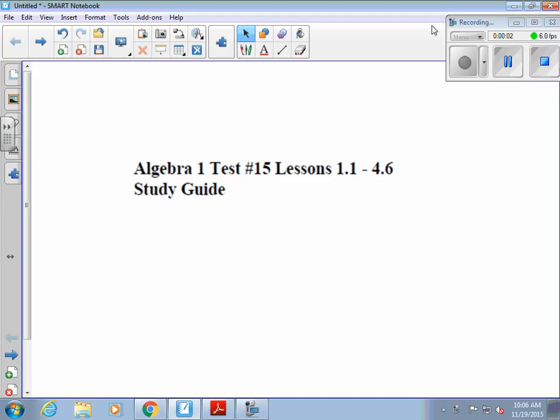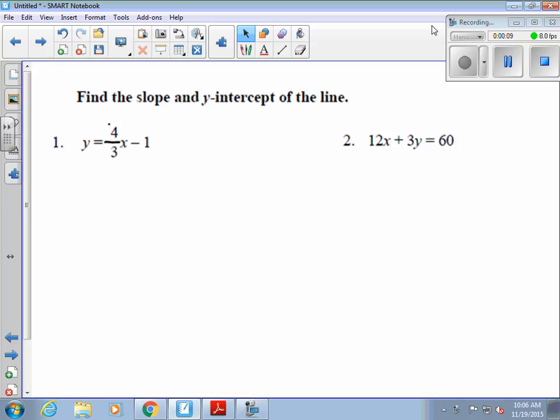Algebra 1, Test 15, got through lesson 4.6. We're graphing lines using slope-intercept form. First section tells you to find the slope and y-intercept of the line. We learned this week that slope-intercept form is y is equal to mx plus b.